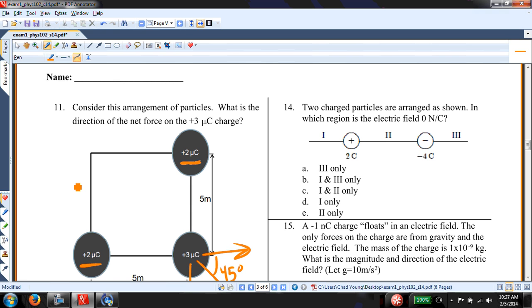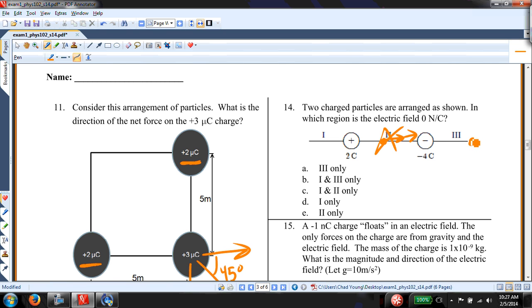Two charged particles are arranged as shown. In which region is the electric field equal to 0? Well, let's just pick some points. So I'll pick this point. The electric field due to this negative charge will be in that direction, and the electric field due to this charge will be in that direction. So it can't be 2. Let's look at 3.